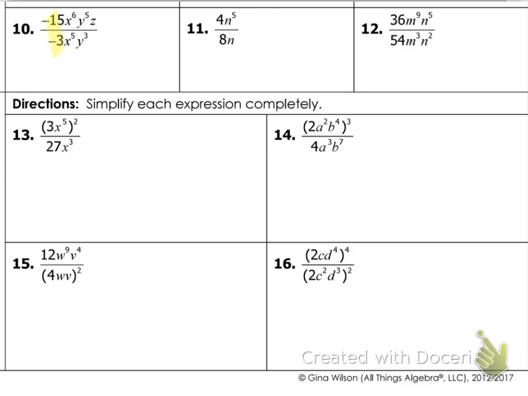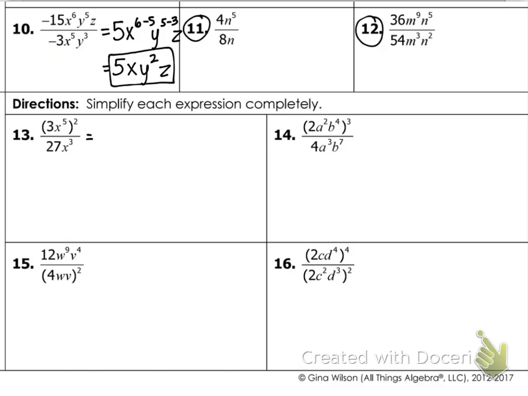Number 10, so number 10, again, we're going to divide. So negative 15 divided by negative 3 is 5. Then we're going to look at the x's, 6 minus 5, we're going to subtract. We're going to subtract 5 minus 3 for the y's, and then we just have our z by itself. There's no z on the denominator, so we're just going to leave it z. So 6 minus 5 is just 1, right? X to the 1 is just x. Y squared, z, and that's our answer. So try 11 and 12.